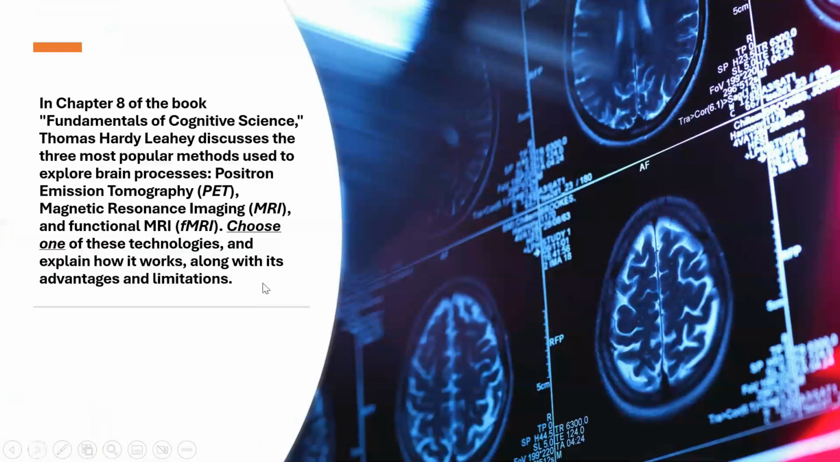So, the first question that is asked is in Chapter 8 of the book Fundamentals of Cognitive Science by Tom Hardy Leahy, it discusses the three most popular methods used to explore brain processing: positron emission tomography, or PET, magnetic resonance imaging, MRI, or functional MRI, or fMRI. From these options, we need to choose one of these technologies and explain how it works, along with its advantages and disadvantages.